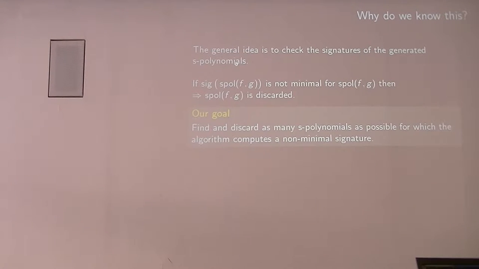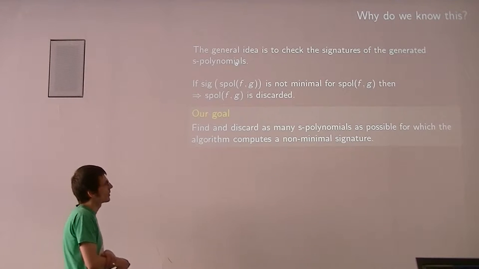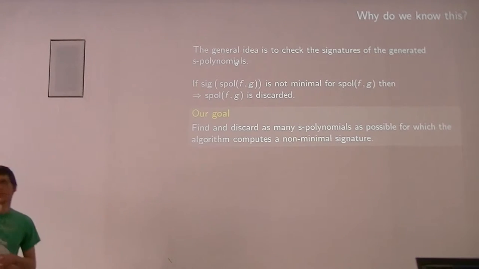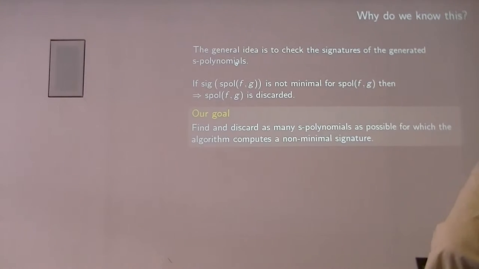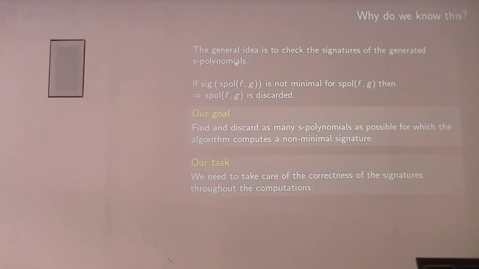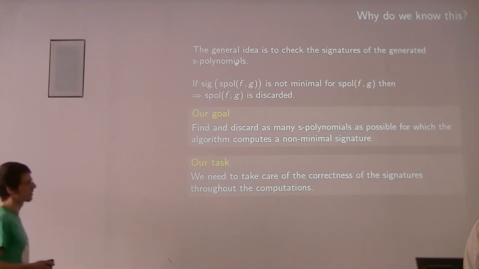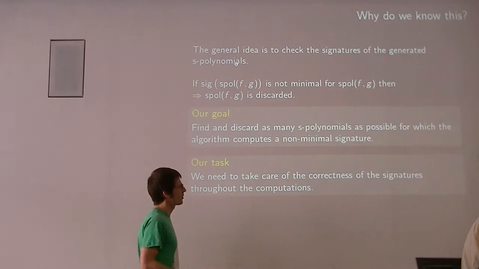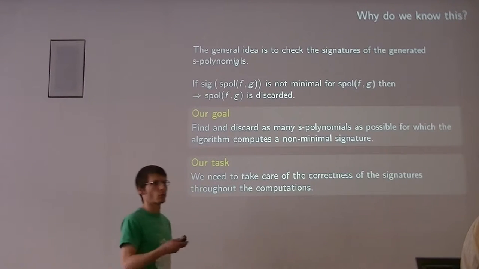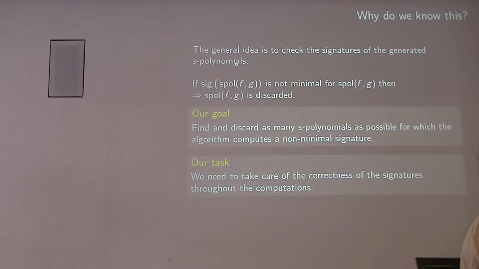So our goal is to find and discard as many S polynomials as possible for which the algorithm computes a non-minimal signature. This has two problems. First of all, how can we detect that the signature is not minimal? And second of all, we have to take care of the signatures. So we need to look that the signatures are correct during the whole process of the Gröbner basis computation, because our criteria are based on the signatures. So, of course, during the computations, we need to take care that the signatures are still correct when we are reducing polynomials and so on and adding new S polynomials.